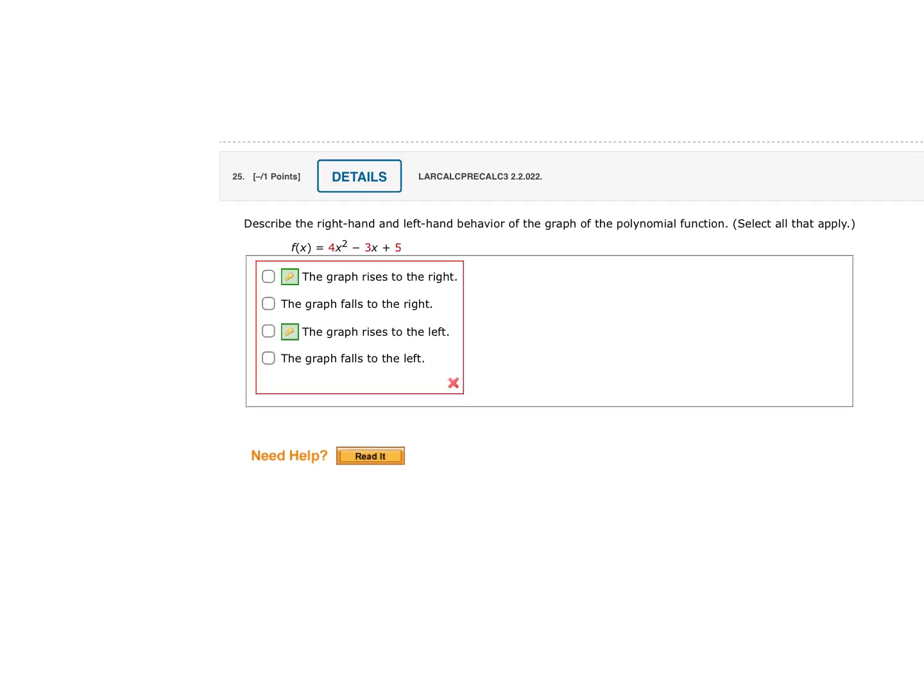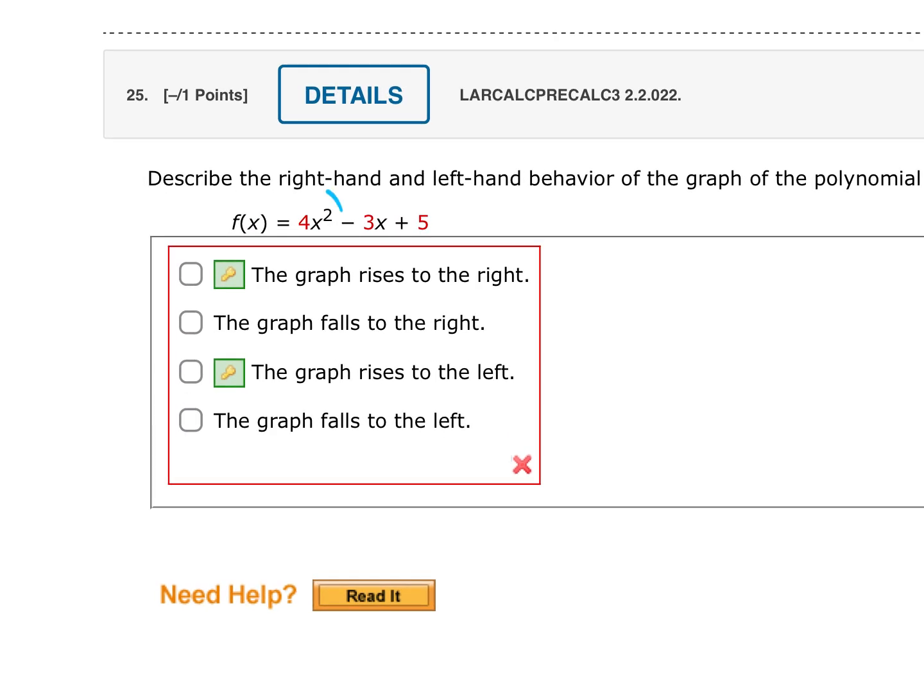So to describe the end behavior of our graph, we look at the highest degree term. If it's an even exponent, it's going to have the shape of a parabola. So their end behavior is going to go in the same direction. If it's positive, they're both going to go up. So this would be rises left and rises right.